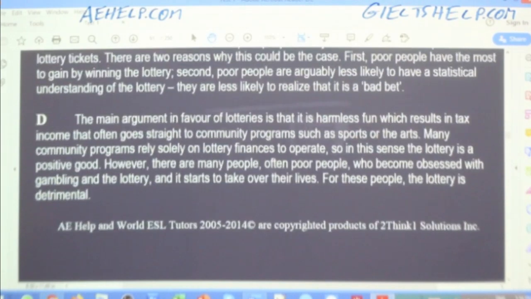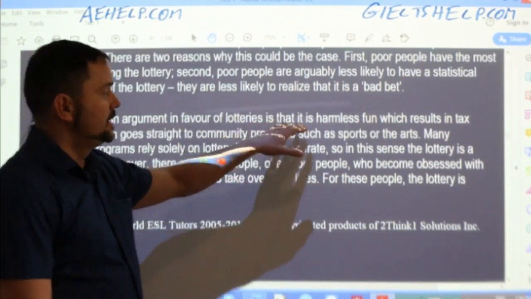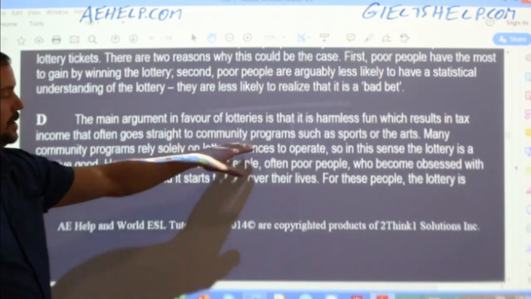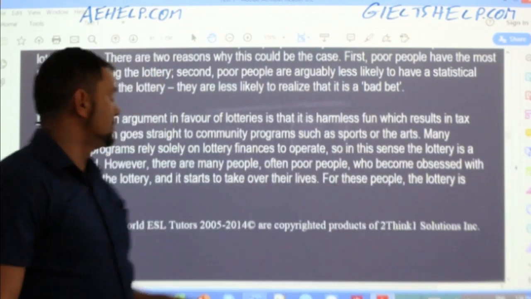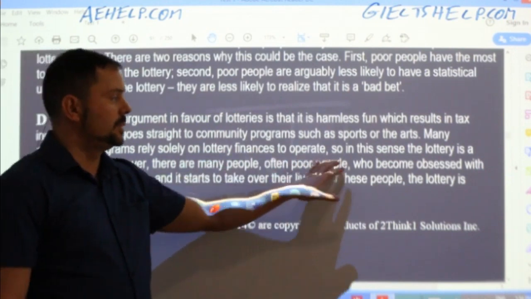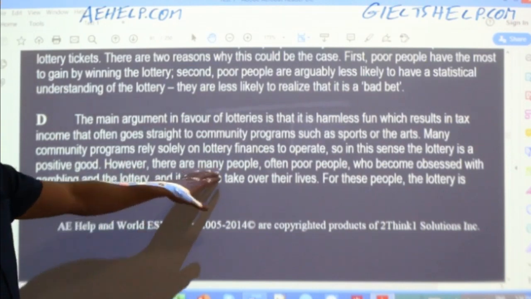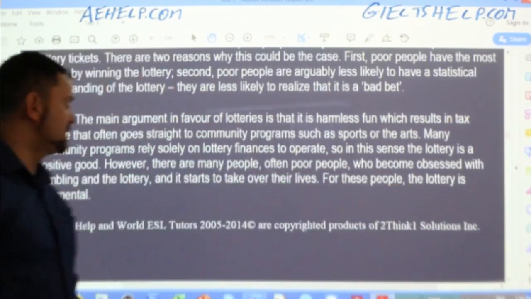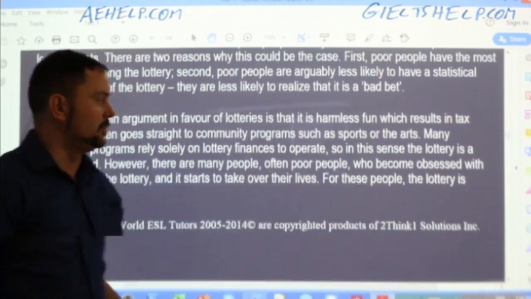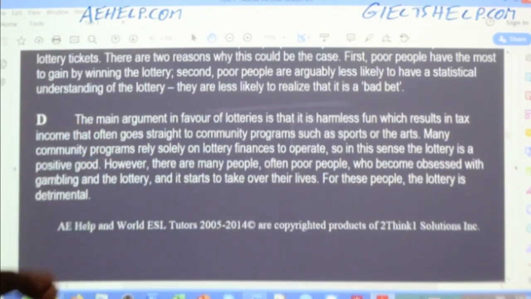Here, paragraph D says the main argument in favor of lotteries is that it is harmless fun which results in a tax income that often goes straight to community programs such as sports or the arts. Many community programs rely solely on lottery finances to operate, so in this sense, the lottery is a positive good. However, there are many people, often poor people, who become obsessed with gambling and the lottery, and it starts to take over their lives. For these people, the lottery is detrimental. It's a shorter paragraph, but here we have clearly two pieces of information.